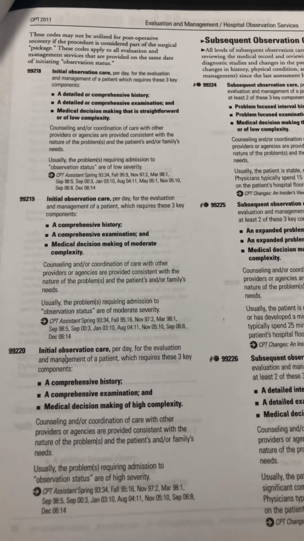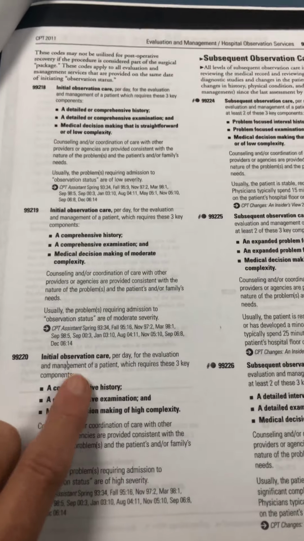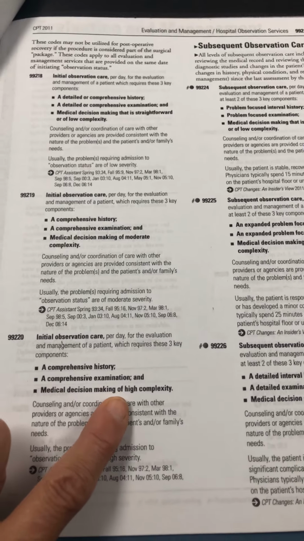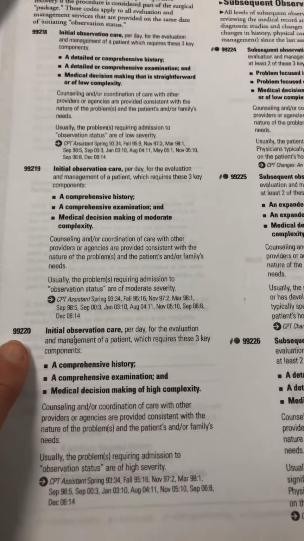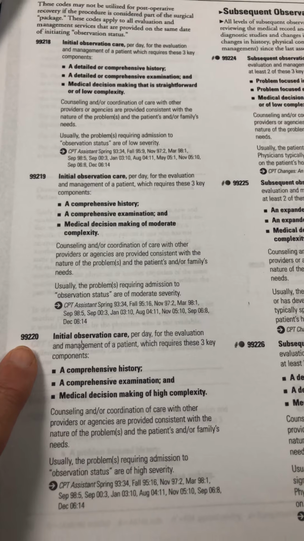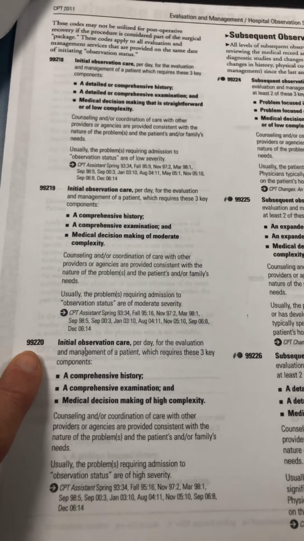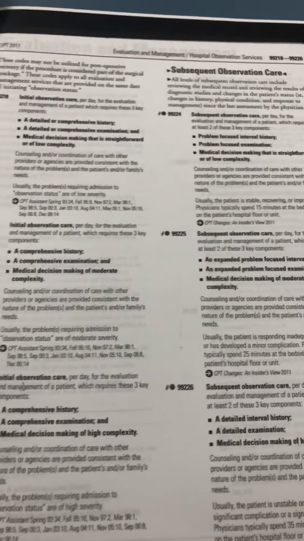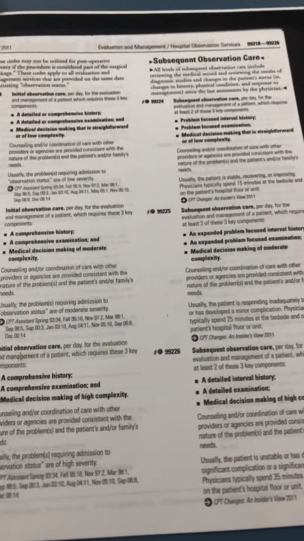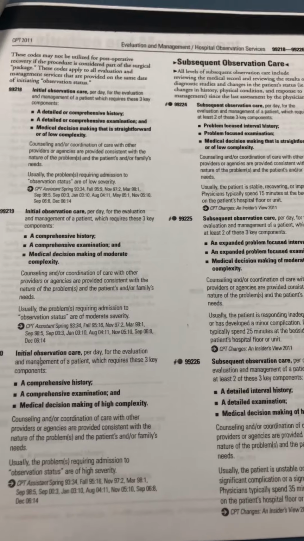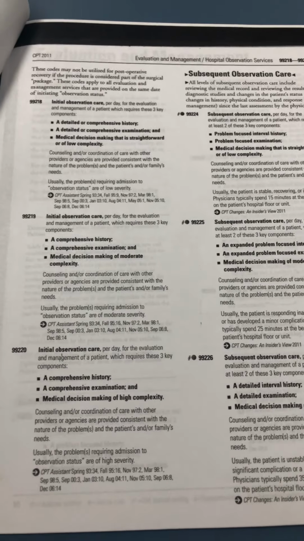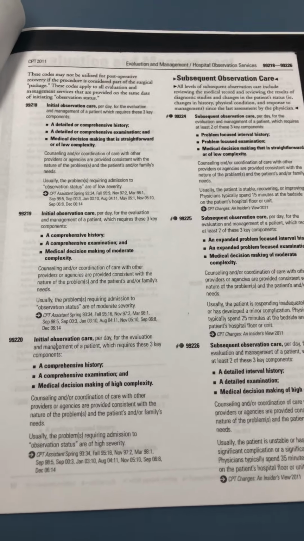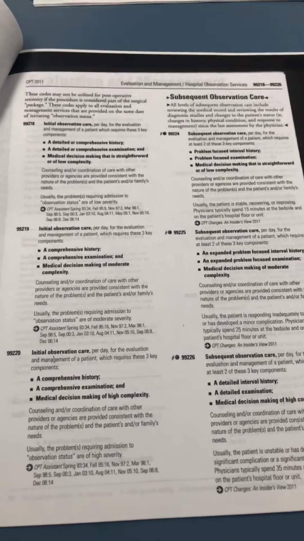So they're in for initial observation, comprehensive history, comprehensive exam, and medical decision making of high complexity. So the code that we're going to be looking for there is 99220. I hope that this helps shed some light on how we're using this book to find our codes. If you guys have any questions, please message me, or if you would like to come up and go over it at the school, I would be willing to do that as well.